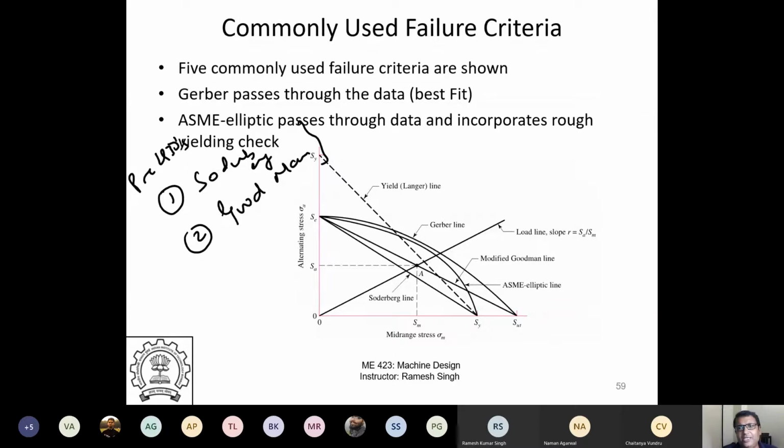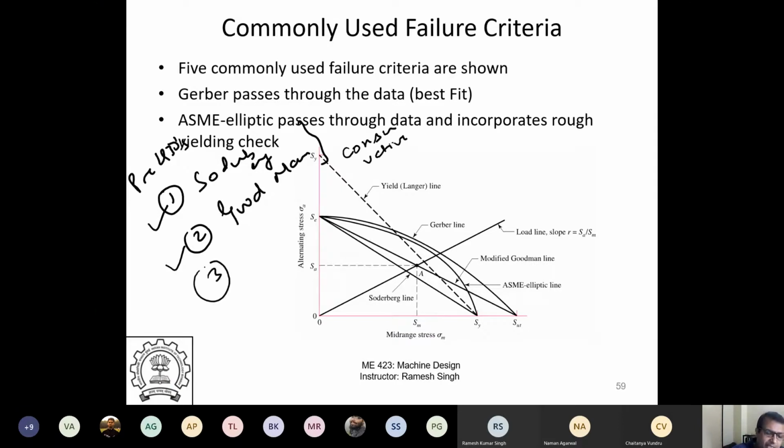People understood that there is an issue with fatigue, and then they tried to incorporate it in various models. First was Soderberg, and the second was Goodman. We'll tell you what exactly it is. These are fairly conservative estimates, meaning they have an additional level of safety in this model.